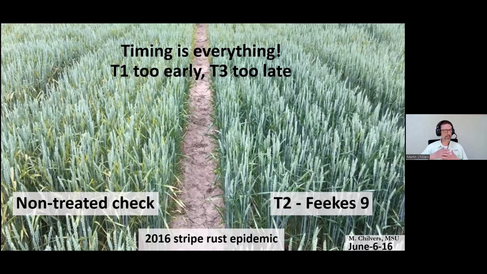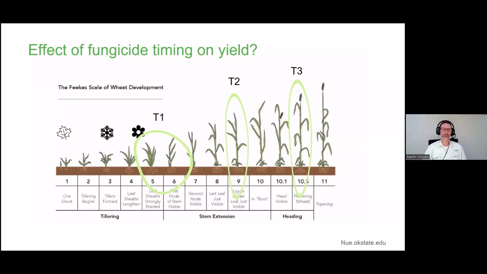It wasn't the case all the way across the state. There were other areas where an early application followed by one at heading was sufficient. But I think this just goes to show that you really need to be out scouting your fields and getting a good idea of what disease pressure is out there. And this goes for other diseases too, such as septoria or Stagonospora, just being aware of what pressures are out there and treating for those pressures.